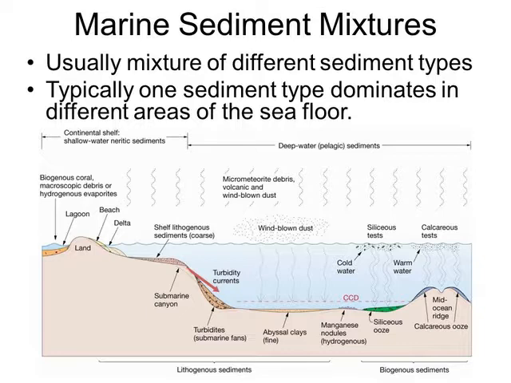You can get windblown dust into the open ocean from land. You can get turbidites in those turbidity currents. You can get abyssal clays, your manganese nodules. You can get your siliceous and calcareous oozes, depending on where you are. So keep this image in mind now.